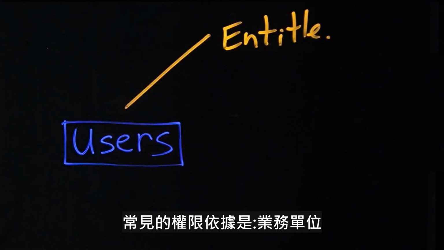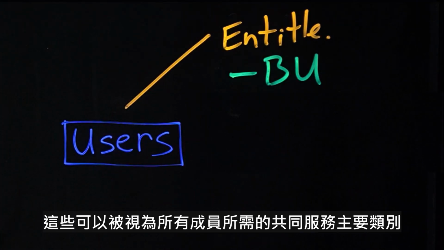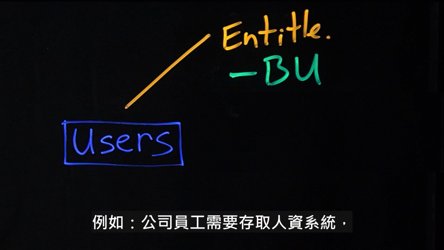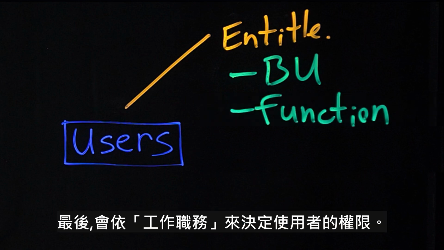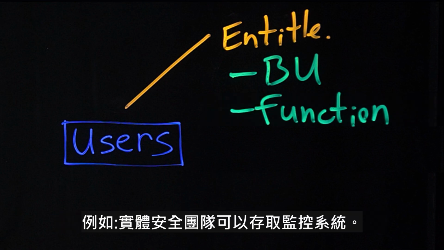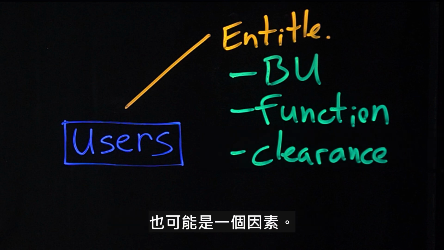Some common items which fall under entitlement are business units. These can be thought of as a high-level grouping for common services that all members need. For example, corporate employees having access to the HR system, or IT support to the ticketing system. Job function will help decide based on the role of the user. For example, the physical security team having access to the surveillance system. And for sensitive resources, the clearance level of the user might also factor in.